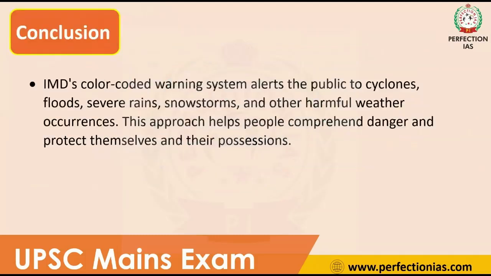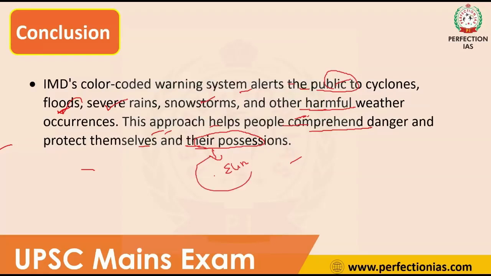Then the conclusion. The IMD color coded early warning system alerts the public not only to cyclones; they also have different early warning systems for floods, rainfall, snowstorms, and other natural disasters. This approach helps people comprehend danger and protect themselves and their possessions. So it is very useful to eliminate or reduce the loss of life and property due to the occurrence of cyclones. So that's all for this question.